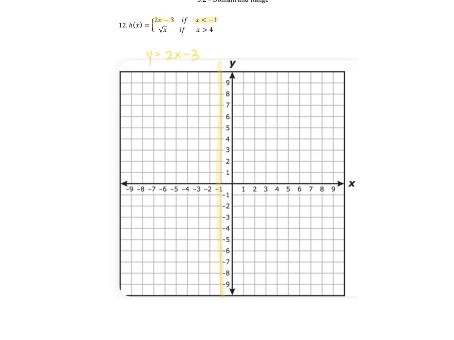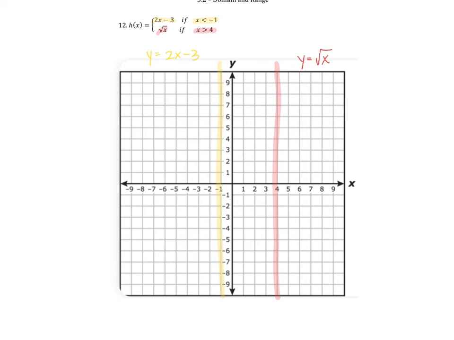Okay, now I have greater than 4. So that's here. Greater than 4 is to the right of that. So to the right of that, I will have y equals the square root of x, if it's to the right of 4 for the x values.